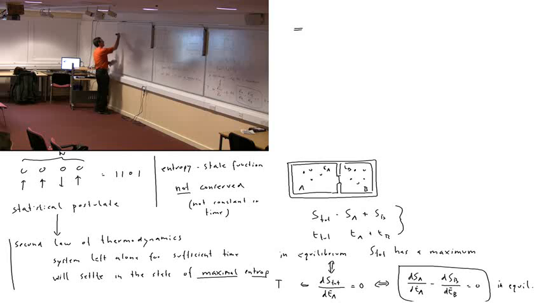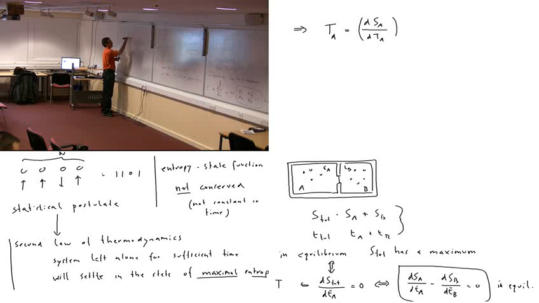This suggests to define temperature by taking the temperature of box A, let's say, to define it as the inverse of the derivative of the entropy with respect to the energy. Now that's a very strange, non-intuitive way of defining temperature. We'll see in the next lesson that this indeed makes sense.